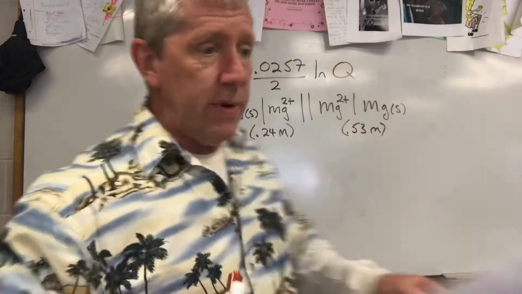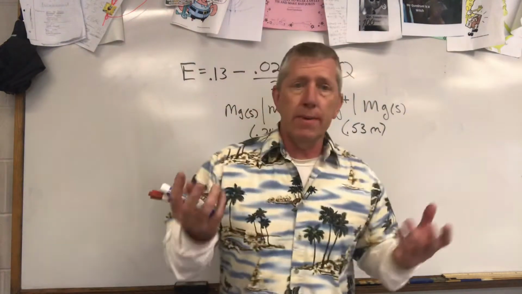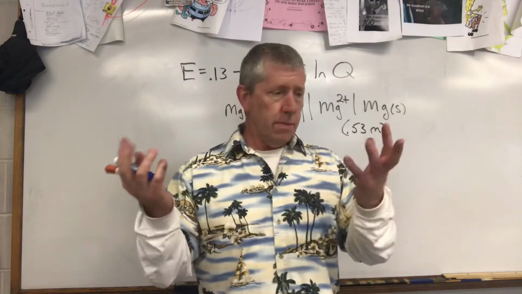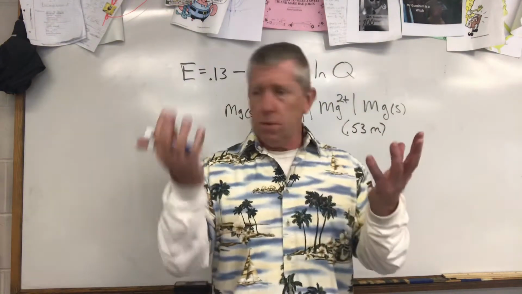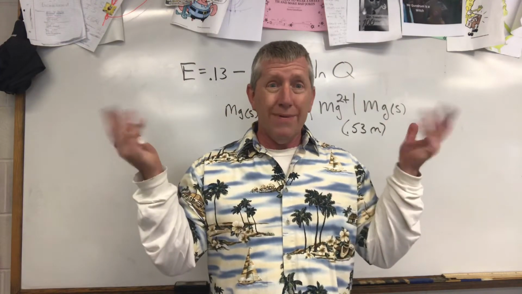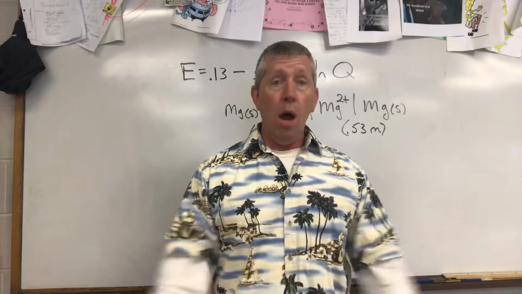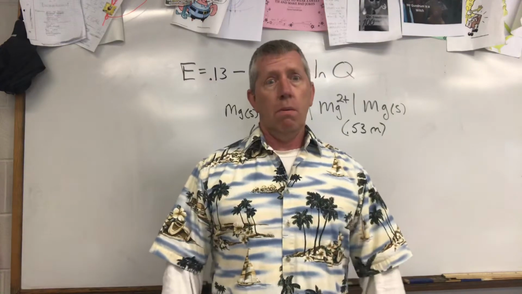Negative 2.37. So if I have magnesium and magnesium, that would be magnesium at the cathode minus magnesium at the anode, 2.37 minus 2.37 is 0. I get no voltage because you don't have any differences between the metals. Correct, absolutely correct. So problem's done. The answer is 0.